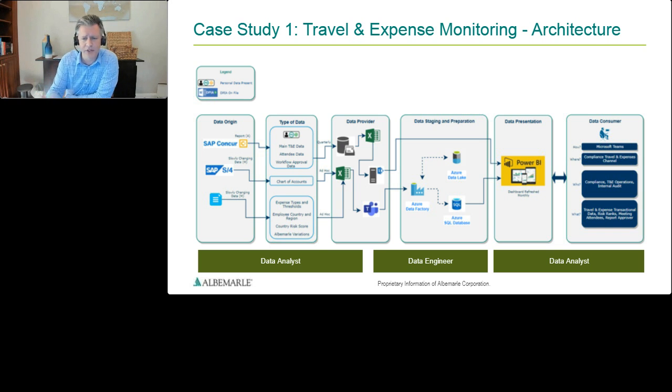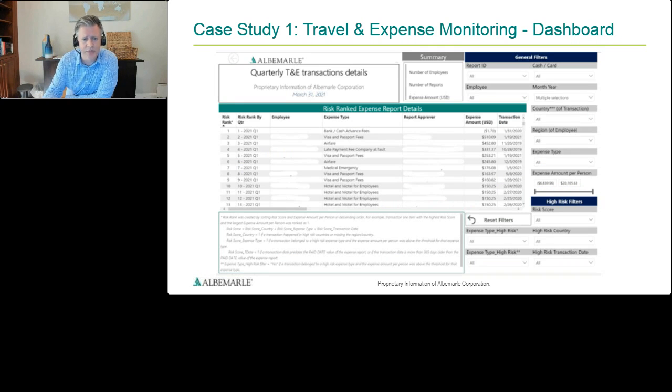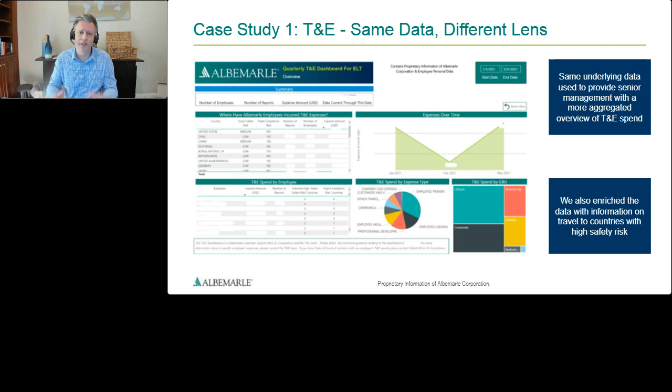And this is a representation of our T&E dashboard. We've obviously scrubbed the more sensitive information, but what this is showing you is how we've risk ranked certain T&E transactions based on a predefined risk criteria, based on location or based on expense type or other types of metric. This is clearly intended for my team. But that same data can also be used to help inform senior management as part of their management responsibilities.